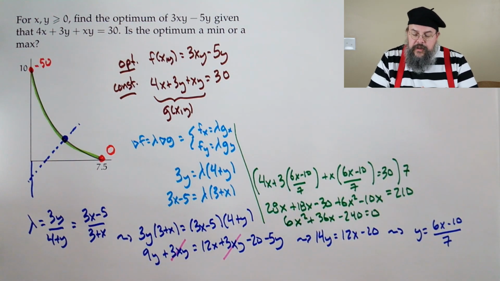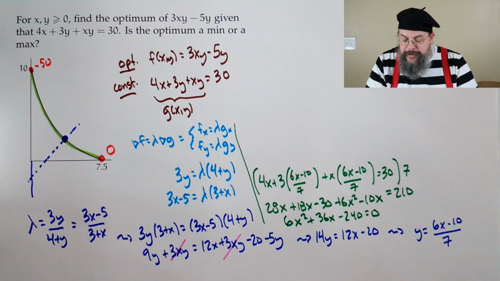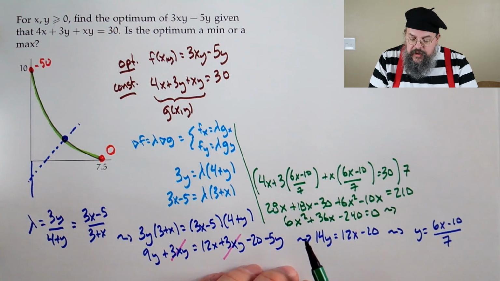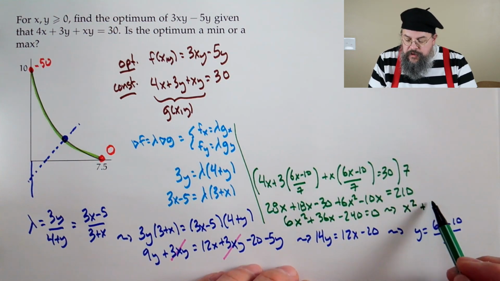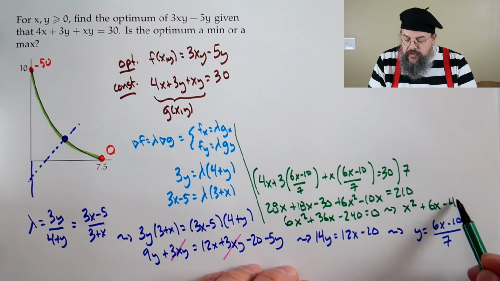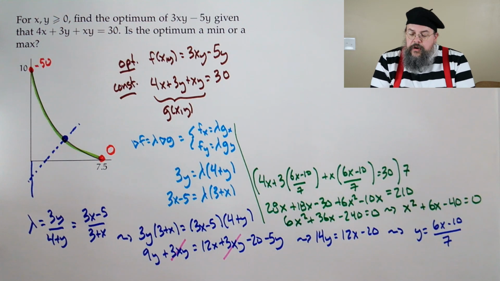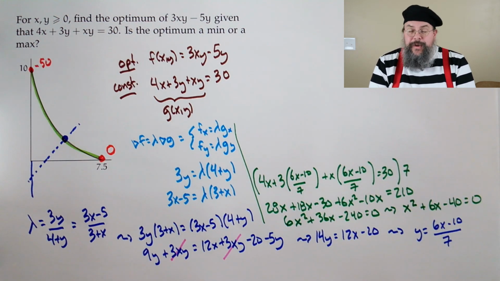Okay. Well, we're running out of space. That's why I said I didn't plan very well. If we divide everything by 6, that turns it into a relatively nice polynomial. X squared plus 6x minus 40 equals 0. Okay, so quadratic. Nice. We love quadratics. So what are we looking for?